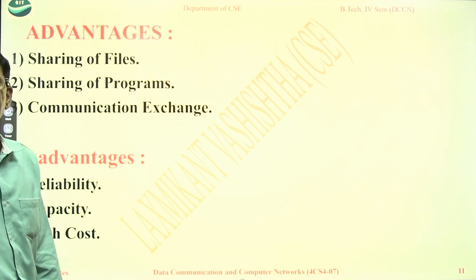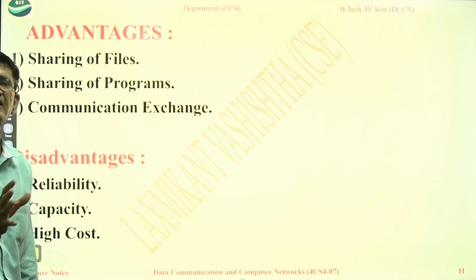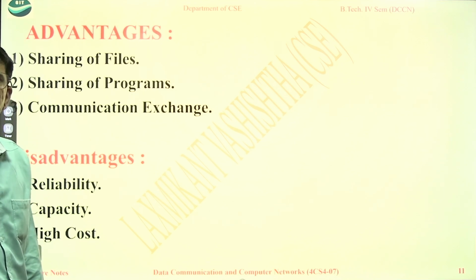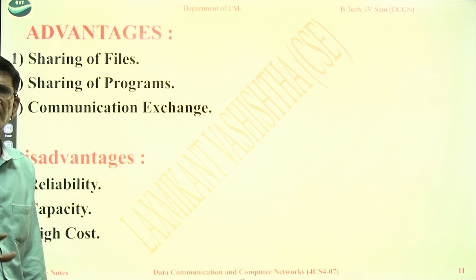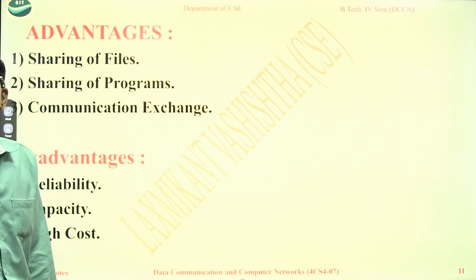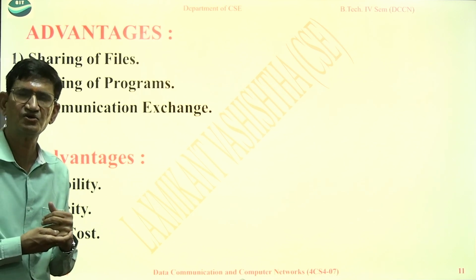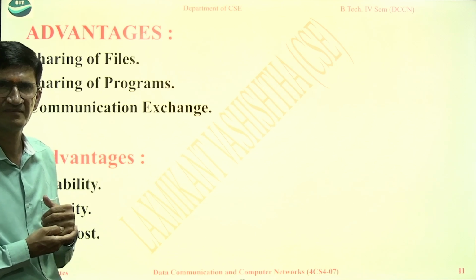Capacity: there is a certain capacity of the information that we want to exchange. With some services like Gmail, we are only able to upload a maximum of 25 MB at a single time. So capacity is low. High cost.